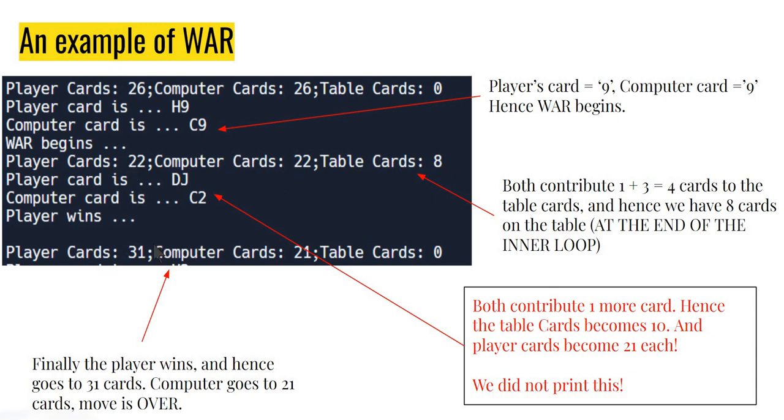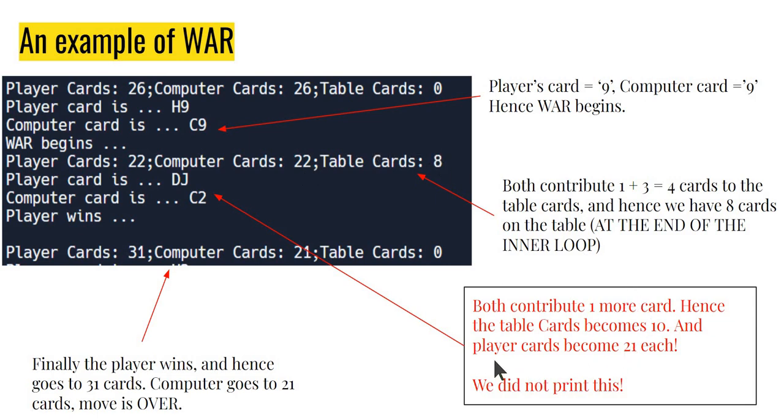But suddenly I noticed that after this, player has won, player has ended up with 31. And this can be a little bit confusing because there were 8 cards on the table. How did it go to 31? Well, what really happened is that in between these two, there was a time when both player and computer put out one card each. So both of them ended up with 21 and table cards had become 10.